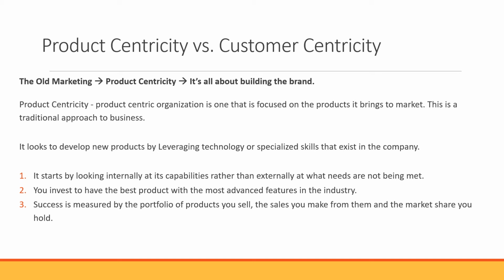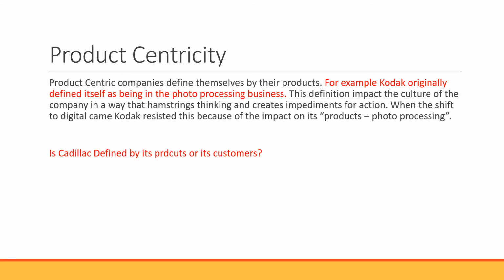Most companies operate this way. Product-centric companies define themselves by their products. For example, Kodak originally defined itself as being in the photo processing business. Of course, the problem was that when the photo processing vanished with digital, so did most of their business. As you know now, Kodak is trying to reinvent itself as a generic drug producer. Sort of an interesting extension of the photo processing business.